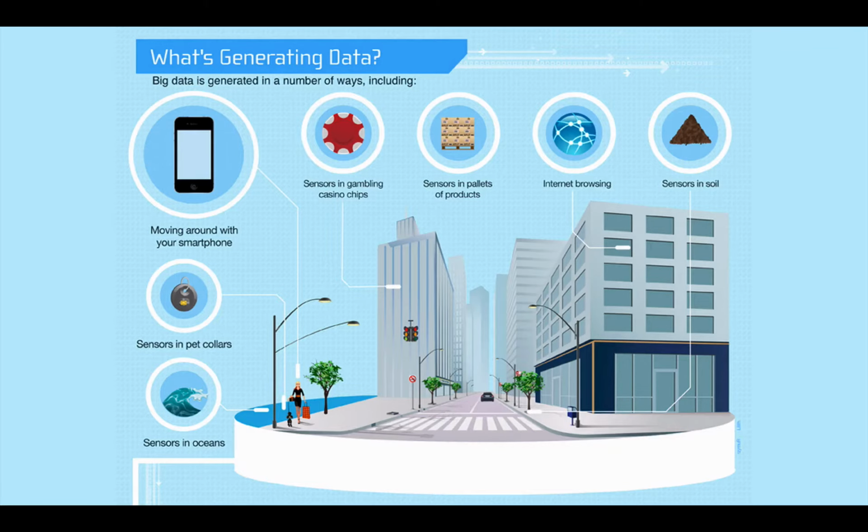You know that sensors are being embedded almost everywhere, even in the oceans, even on animals, in pet collars, in the information generated from the phone, even the buildings, the things you browse through the internet, even in the soil. So there's a huge amount of data being generated in many ways. Once you have collected it, what does it mean?